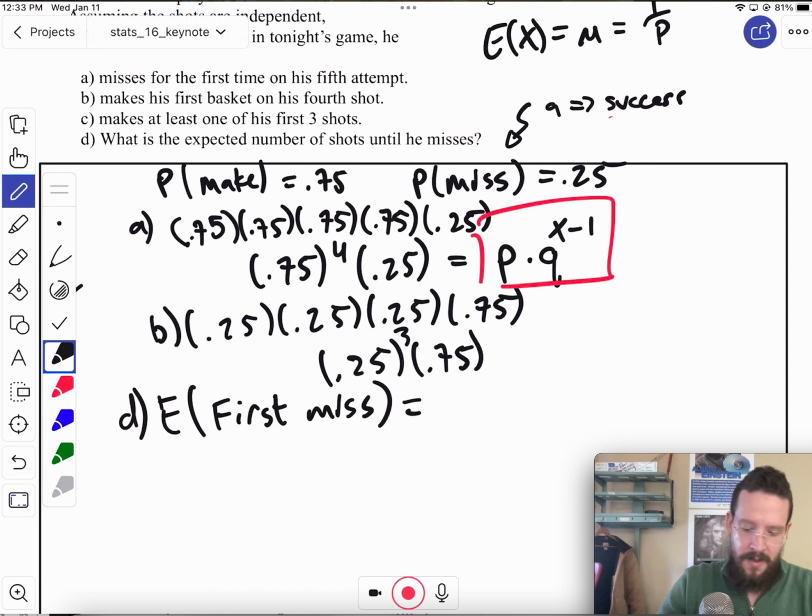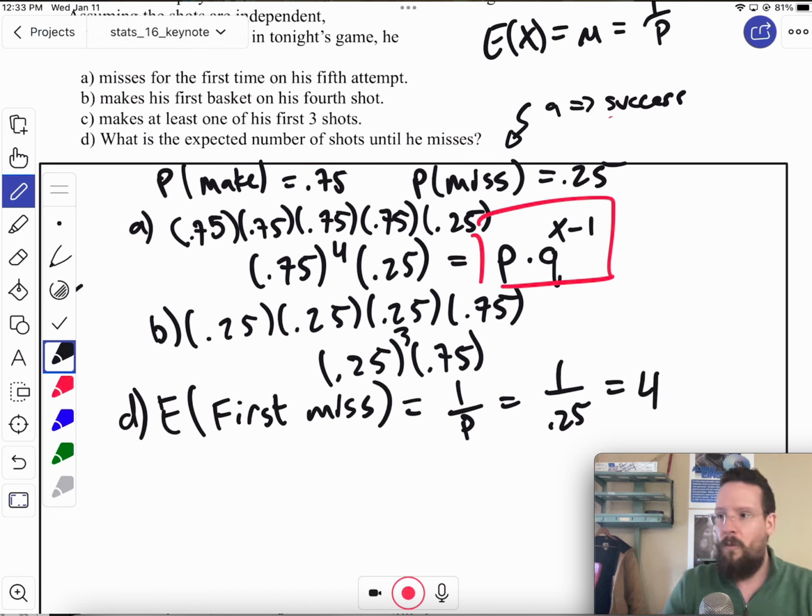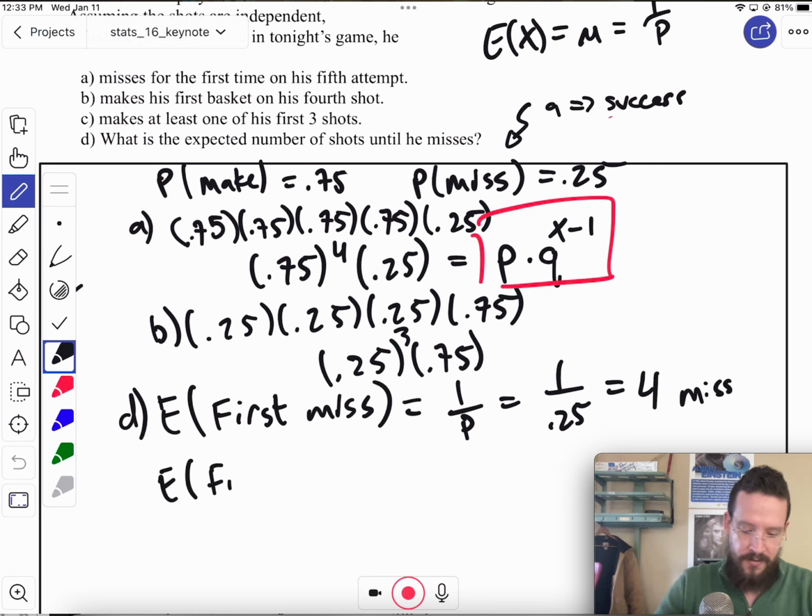Well, the expected value in general is 1 over p. The probability of a miss is 0.25, so we have 1 over 0.25. What is the expected number of shots until a miss? Well, we expect 4 shots until a miss. What's the expected number of shots until the first make?